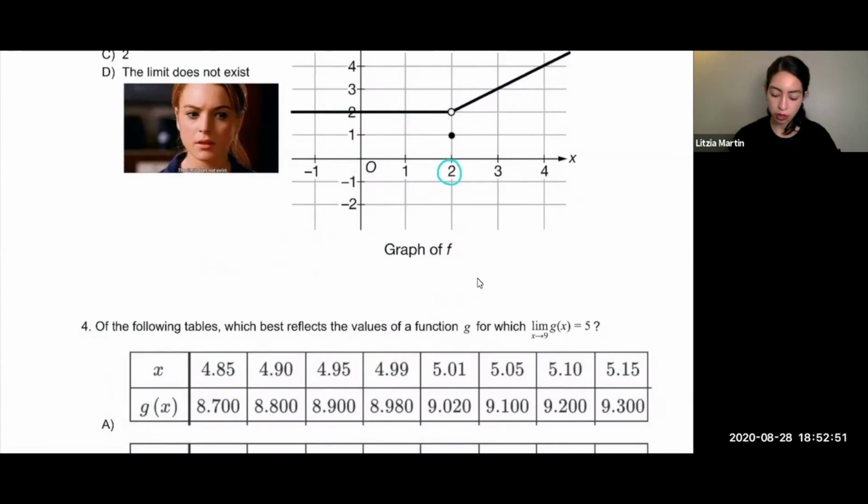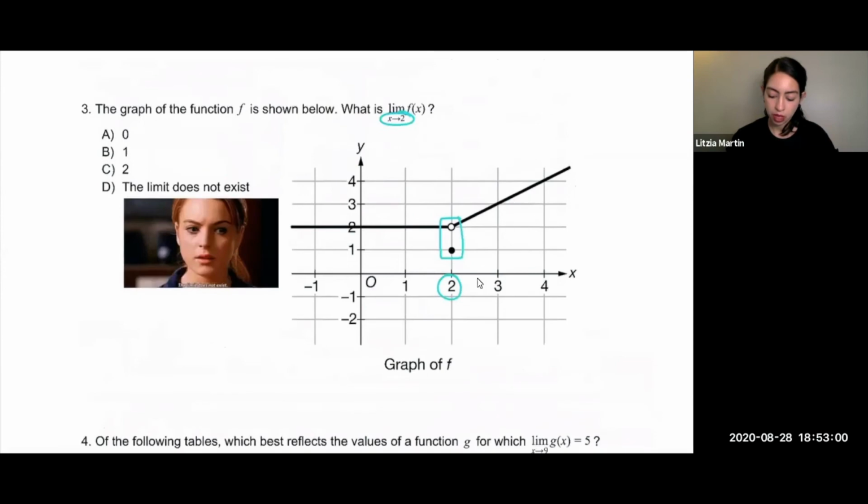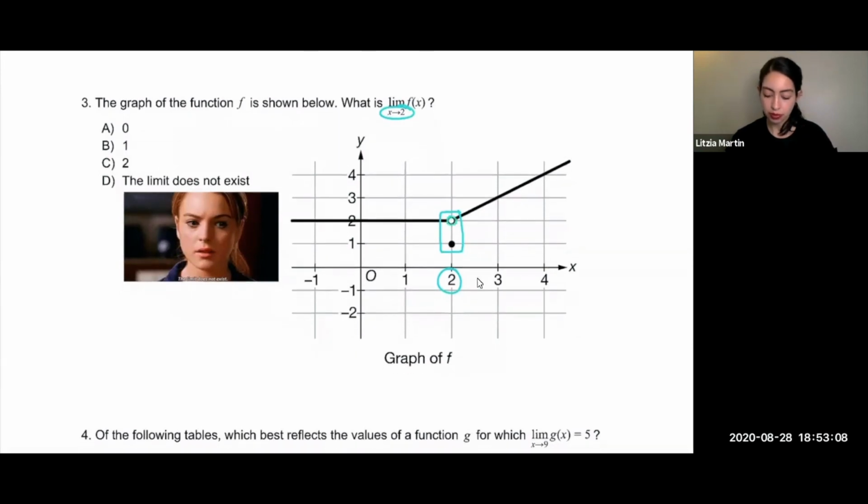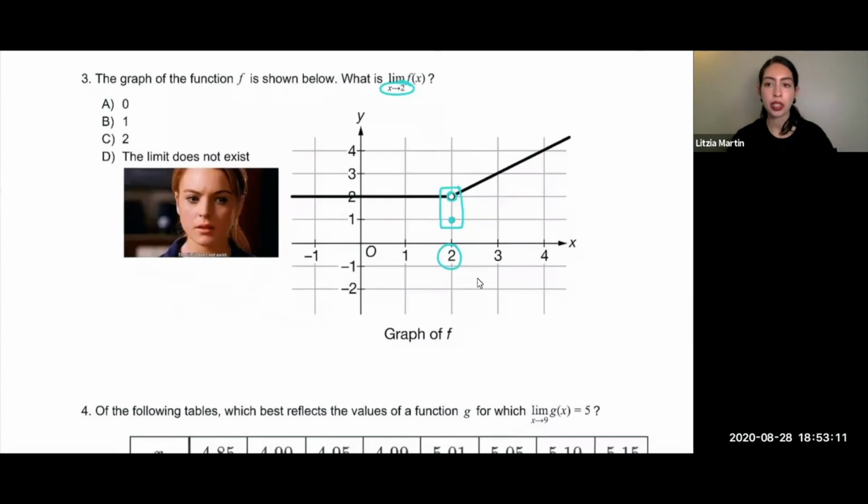And then I'm going to check to see what is the graph doing there. So there's two things that are happening. We see that the connected graph here, the continuous, almost continuous part, has a hole in it. And then we have a point there. So if the question were asking you, what is f of 2? We would all say f of 2 is equal to 1. But that's not what the question is asking you. The question is asking you, what is the limit as x approaches 2?